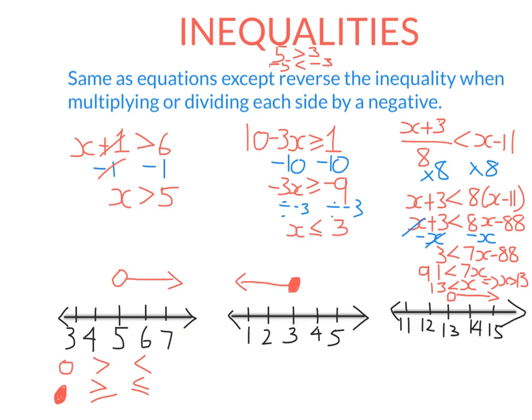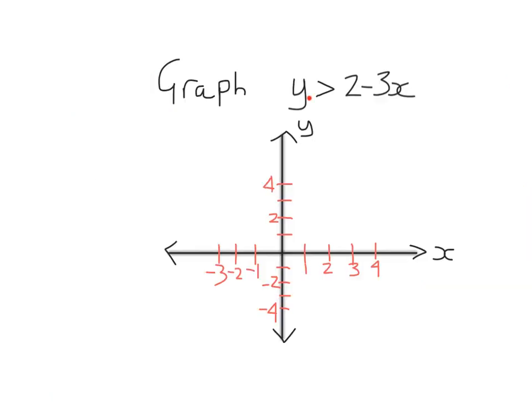Now let's look at graphing regions created by inequalities. So we have to be able to graph things like y is greater than 2 minus 3x. So we have our Cartesian plane. What we're going to do is start by graphing y equals 2 minus 3x. So when you're graphing the line, if it's greater than or less than, you draw a dotted line. And if it's greater than or equal to or less than or equal to, you draw a solid line. So this is y is greater than 2 minus 3x. We're going to use a dotted line because it turns out this line won't actually be included in our region.